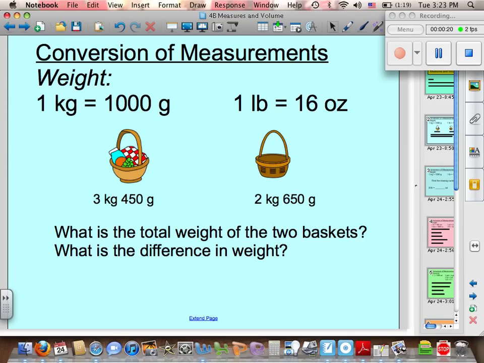So the first thing you see is a conversion of measurements, and we're focusing on weight on this first slide. So you'll remember that 1 kilogram equals 1,000 grams, and also that 1 pound equals 16 ounces. So in these first questions, we're going to focus on kilograms and grams. You'll see two baskets. The first one weighs 3 kilograms, 450 grams, and the second one weighs 2 kilograms, 650 grams. So the first question you're asked is, what is the total weight of the two baskets?